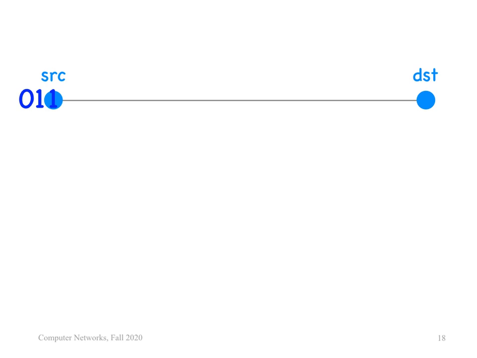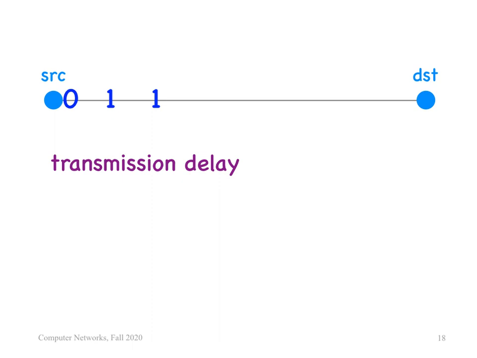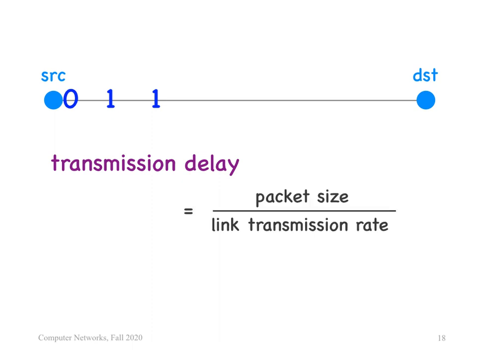When the source transmits a packet over the link, it takes a certain amount of time to push all the bits of the packet onto the link. This amount of time is called the transmission delay, and it is equal to the packet size divided by the link transmission rate. For example, if the link has transmission rate 1 gigabit per second, the transmission delay for 3 bits is 3 nanoseconds.